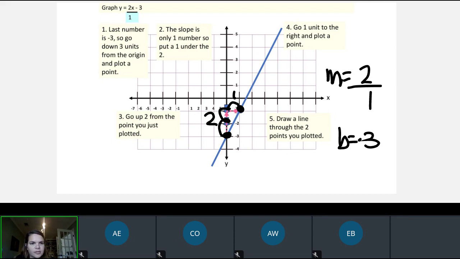Good job, Gabriella. That one looks perfect. Just slide 6. Good, Aubrey.